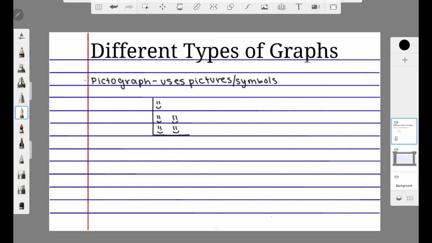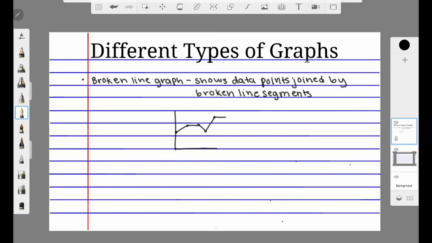A picture graph uses pictures and symbols to represent data. In this case, the smiley faces could represent anything. We just know that one category has 3 of them and one has 2.